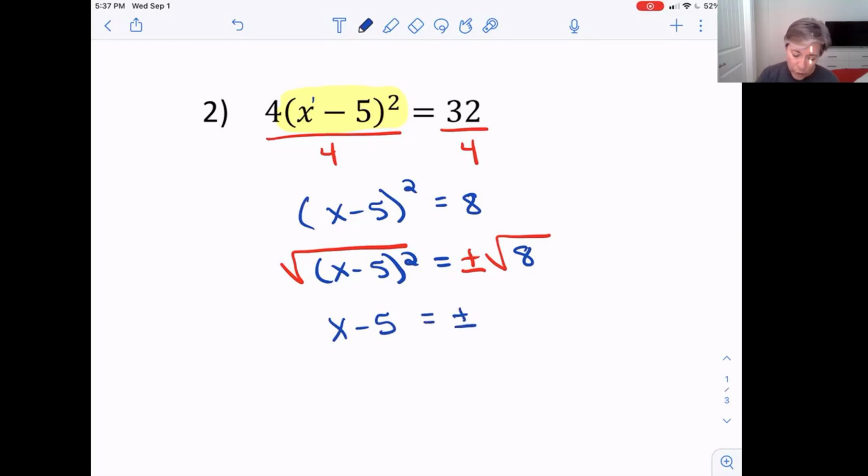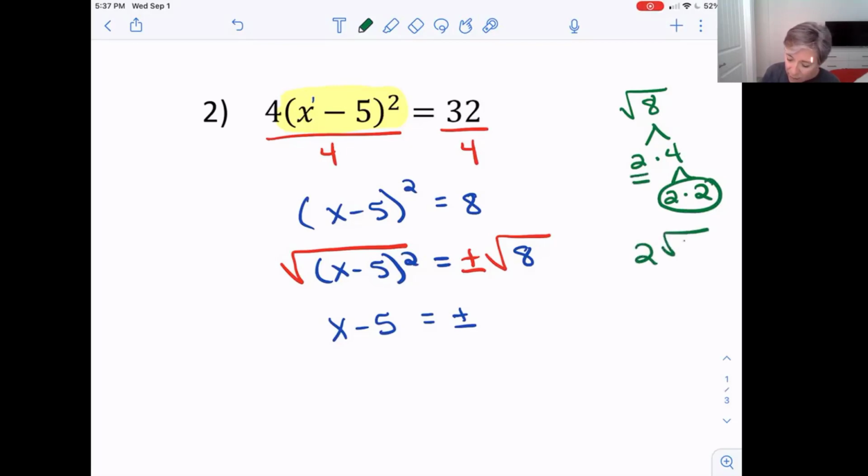But let's recall how to reduce that square root of 8. Remember, 8 breaks down into 2 times 4. 4 breaks down into 2 times 2. Since it's a square root, we are looking for numbers that are being squared. I have a 2 times a 2 there, so that 2 can come out. That 2 does not have a pair, so he has to stay in. Since this guy is 2 squared, so we get 2 square root of 2. And we still need to get the x by itself. So we add 5 to both sides, but we cannot combine 5 with a square root.